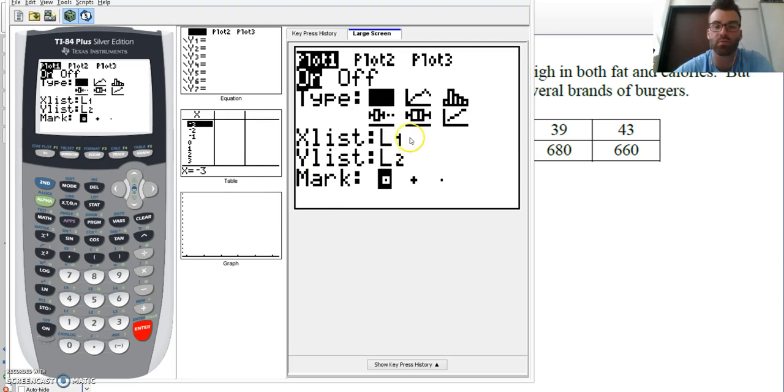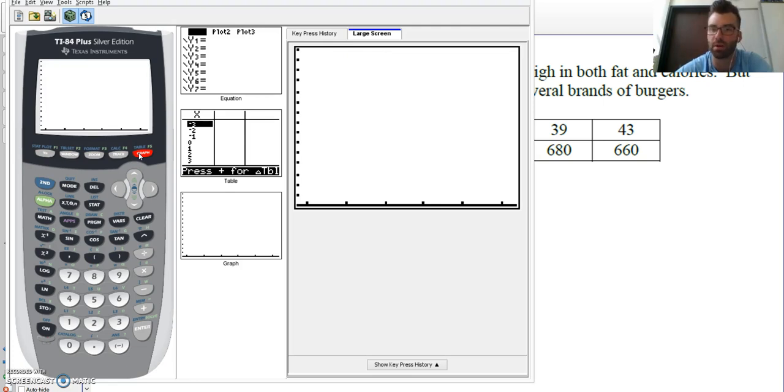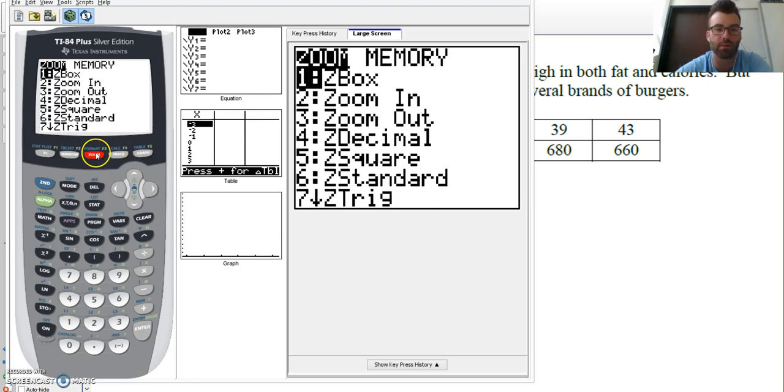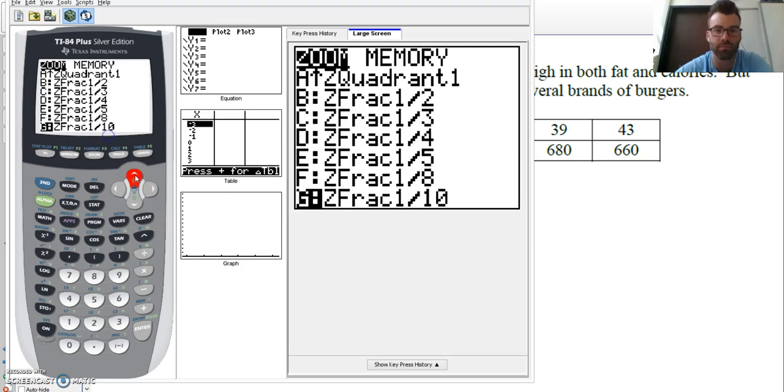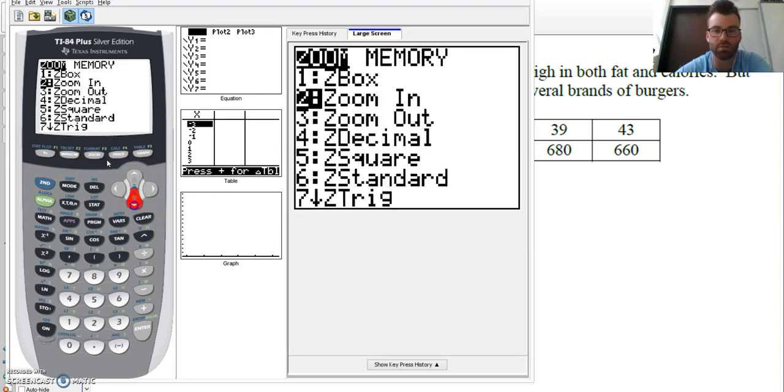For your X list, you want L1. That's where we put all of our fat grams. And L2 will be our Y list. To change that, let's say L1 is not in there, I'm going to press second 1, and that will give me L1. To get L2, I'll press second 2. Now I want to graph this, but if I just press graph, the data won't necessarily come up. So to have the data come up, I'm going to press zoom. Zoom stat, which means statistics, which is what we're doing here.